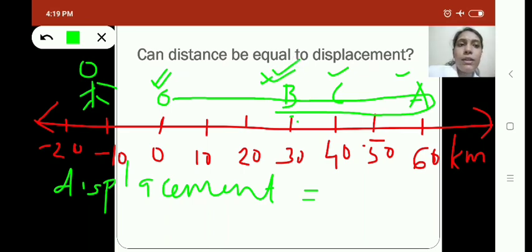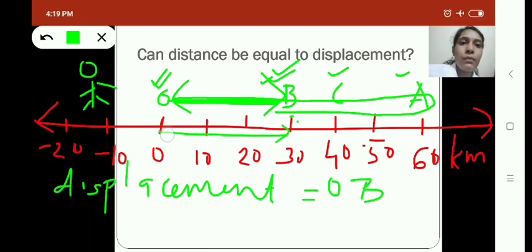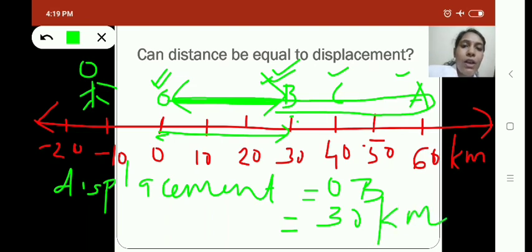And what is the shortest distance between the initial and final points? That is OB. OB is the displacement of Ramu in this journey. And what is OB? OB is 30 kilometer. Okay, so the distance of this journey is 90 kilometer and the displacement in this journey is 30 kilometer.